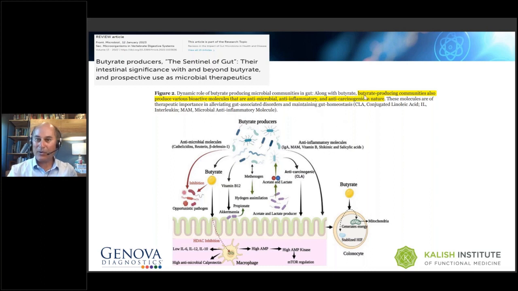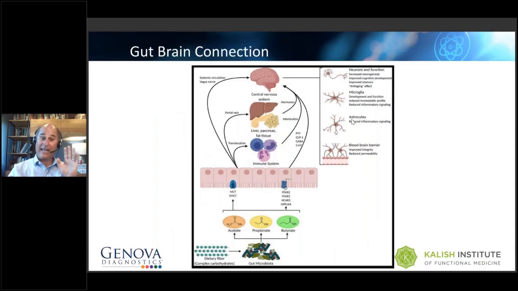I'll read this one little quote here. Butyrate-producing bacterial communities also produce various bioactive molecules that are antimicrobial, anti-inflammatory, and anti-carcinogenic in nature. And you can take butyrate in the beginning of a patient case just as a supplement to cover over things, but obviously eventually you want to do it all with diet.